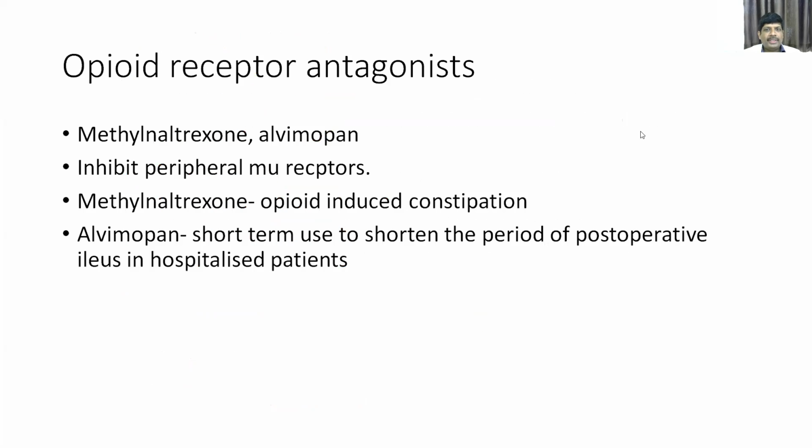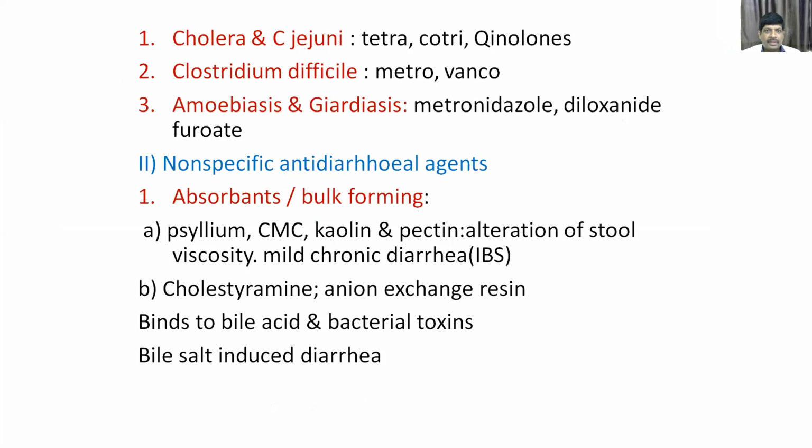Then we have opioid receptor antagonists, methylnaltrexone or alvimopan, which inhibit peripheral mu receptors. Uses of these drugs: cholera and Campylobacter jejuni, like tetracycline, cotrimoxazole, quinolone; or Clostridium difficile, metronidazole, vancomycin; amoebiasis, giardiasis, metronidazole, diloxanide furoate.